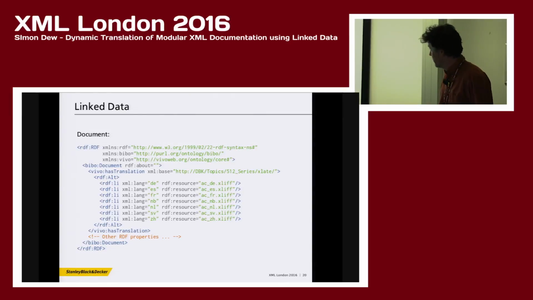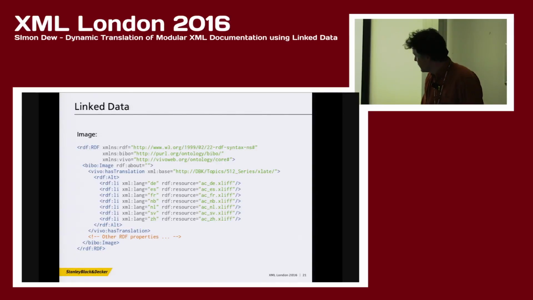We've used xml:base there to say where they are. And then the RDF list items say where each of the translation resources are. We use xml:lang to mark the languages, and then rdf:resource marks the URI of the XLIFF file for the translation in that language.